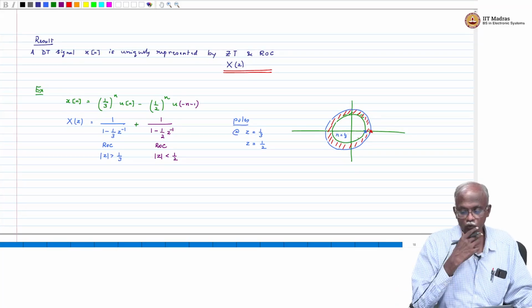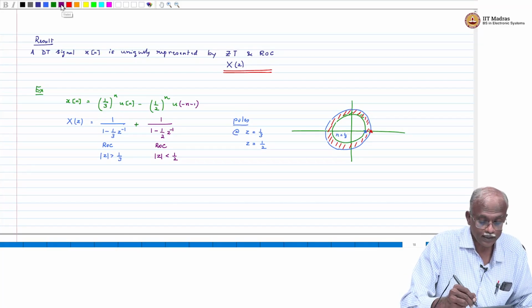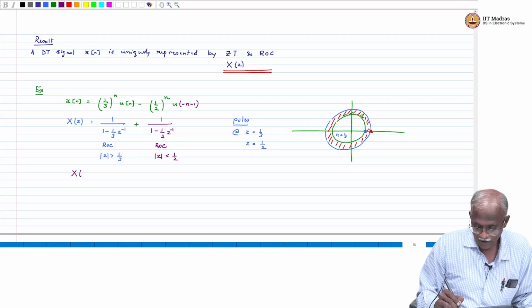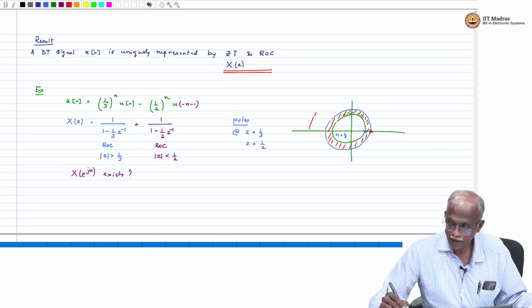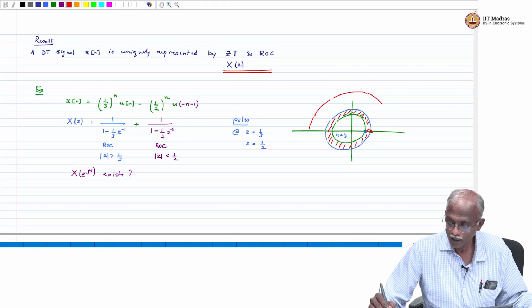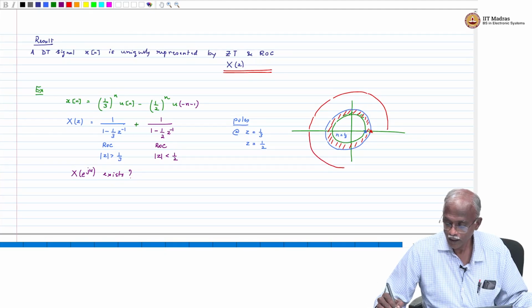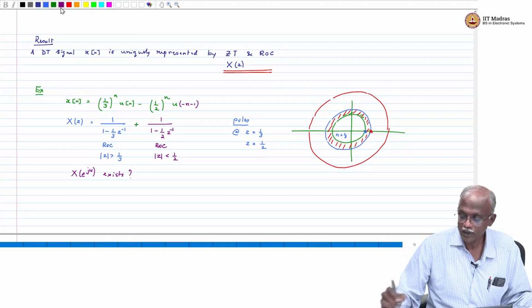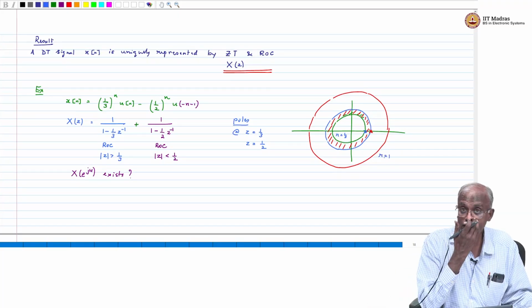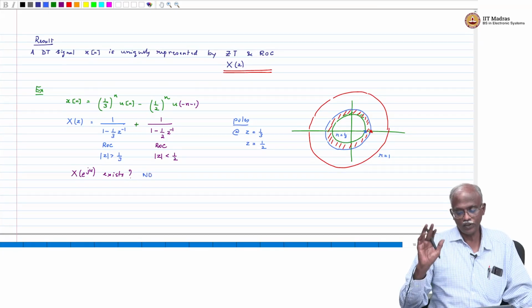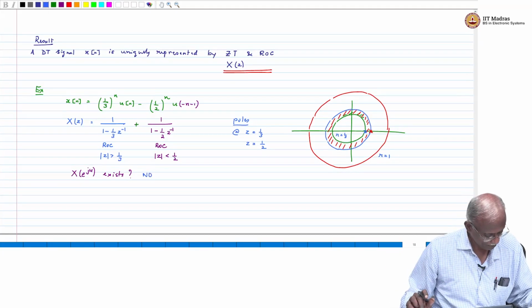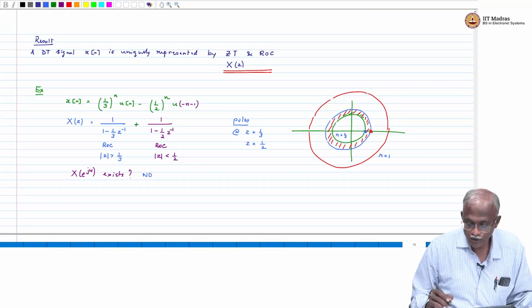So for this sequence, does the discrete time Fourier transform X of e to the j omega exist? Where is the unit circle? The unit circle is outside. This is the unit circle, r equal to 1. It is not part of the region of convergence, and therefore the discrete time Fourier transform does not exist, meaning it does not converge uniformly.